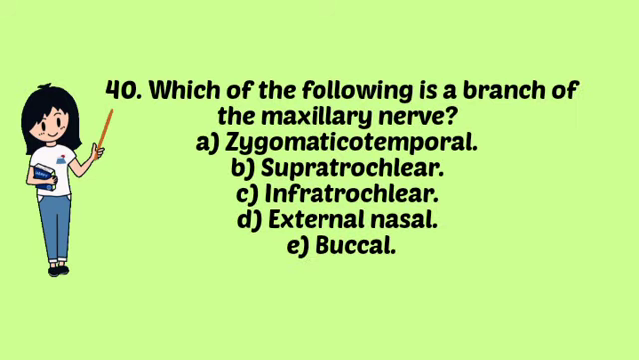40. Which of the following is a branch of the maxillary nerve? A. Zygomaticotemporal, B. Supratrochlear, C. Infratrochlear, D. External nasal, E. Buccal. Option A is correct, zygomaticotemporal.